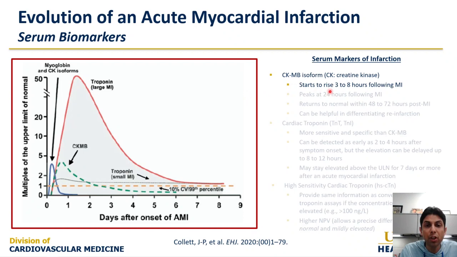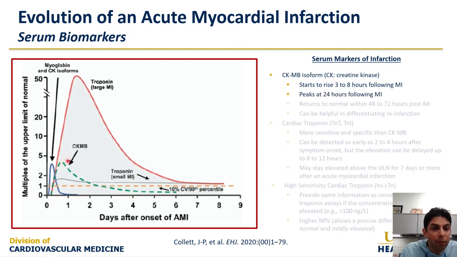So it starts to rise 3 to 8 hours following a myocardial infarction. So referring to this figure, what we have here on the x-axis is days after the onset of acute myocardial infarction, so day 0 all the way out to day 9. And then on the y-axis, we have multiples of the upper limits of normal in terms of these various cardiac biomarkers. So again, CK-MB starts to rise 3 to 8 hours following an MI. That's shown in the green curve here, the CK-MB isoform. We see that it starts to rise 3 to 8 hours following an MI.